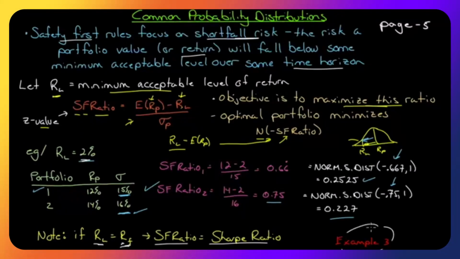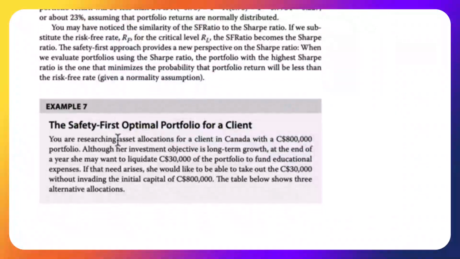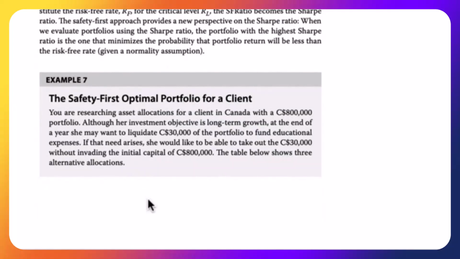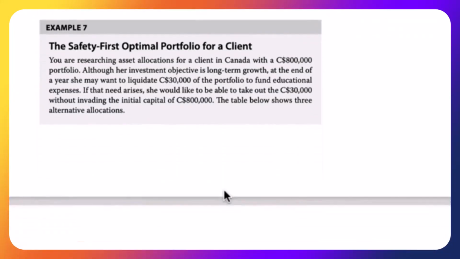Let's look at example 7. The safety first optimal portfolio for a client. You're researching asset allocations for a client in Canada with an $800,000 portfolio. Although her investment objective is long-term growth, at the end of a year, she may want to liquidate $30,000 of the portfolio to fund educational expenses. If that need arises, she would like to be able to take out the $30,000 without invading the initial capital of $800,000. The table below shows 3 alternative allocations.